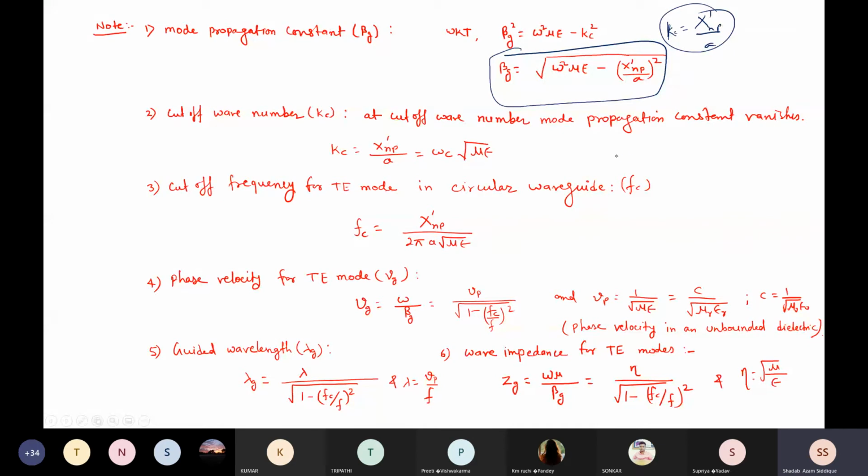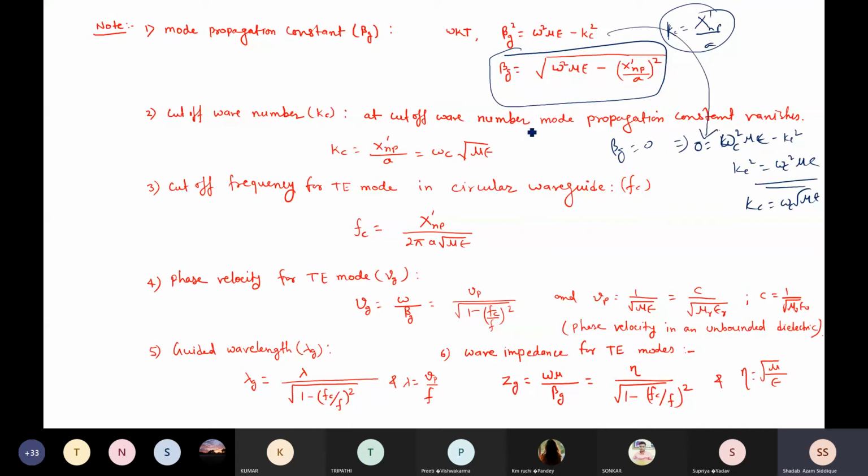At the cutoff wave number, the wave will not propagate at all. So beta g should be equal to 0. That means 0 is equal to omega c square mu epsilon minus kc square. So you can write here kc square is equal to omega c square mu epsilon, that is, kc is equal to omega c root under mu epsilon. That is written from this equation.